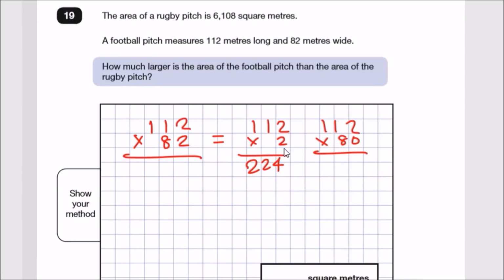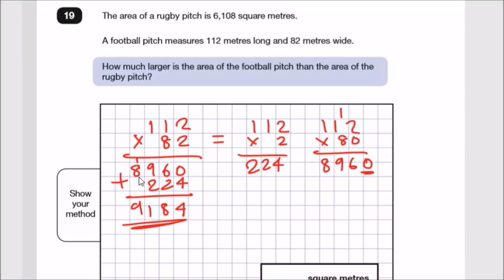For 112 times 80, well, first do 112 times 8, so 8 times 2 is 16, carry the 1. 1 times 8 is 8, plus 1 is 9, and 8 times 1 is 8. And because it's a tens, you stick a 0. Very important. Lastly, put these numbers back in and just add them up. So it'd be 8960 plus 224. Adding these up, you should get 4, 8, 11, carry the 1, and 1 plus 8 is 9.